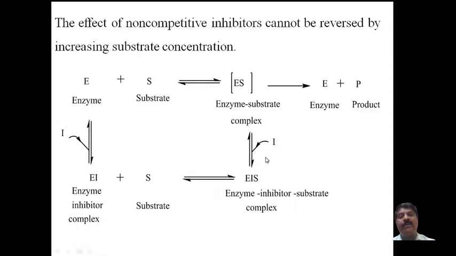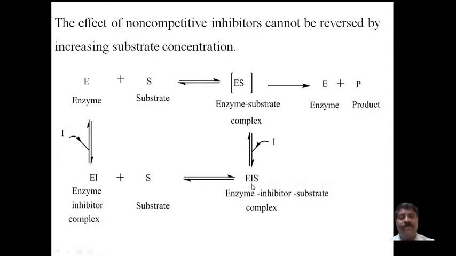Then it breaks down further to form the enzyme-substrate complex, which then decomposes to form the enzyme and the end product. This is in the absence of the inhibitor. In the presence of the inhibitor, the reaction takes place this way: first the inhibitor directly reacts with the enzyme, away from the active site, and then the enzyme with the inhibitor further combines with the substrate molecule and forms a complex.